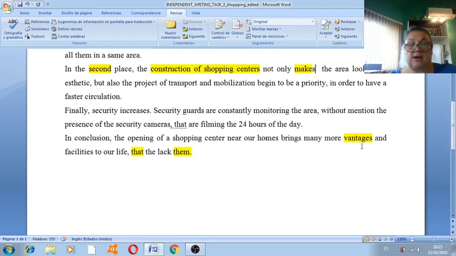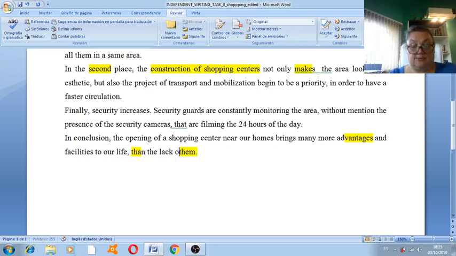Okay? Then this word "vantage": it exists in English, but it has a different meaning. Here you mean to say "advantages," right? Advantages and disadvantages. "The opening near our homes brings more advantages and facilities than," right? When you compare "more than, the lack of them." The lack of what? If you refer to shopping center in the singular, then "them" does not refer back to it. And so perhaps then we should say "the opening of shopping centers near our homes brings about many more" than the lack of them.